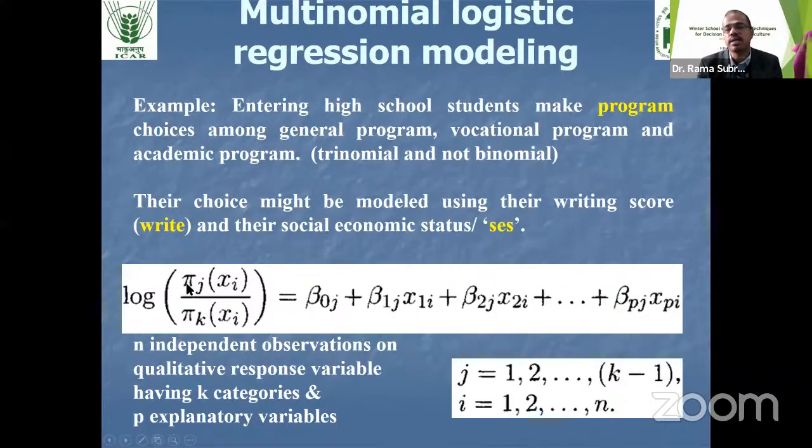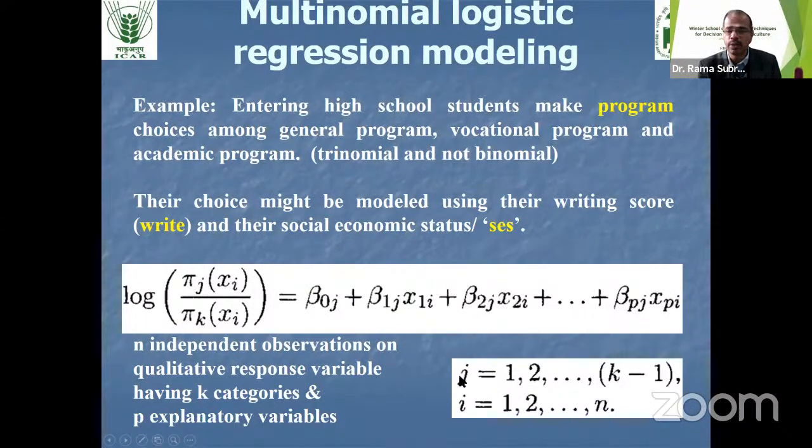So now this pi is nothing but the probability of occurrence of that particular individual in that particular jth group. And this pi is the probability of occurrence of the particular individual in the kth group. Like that we have to see.